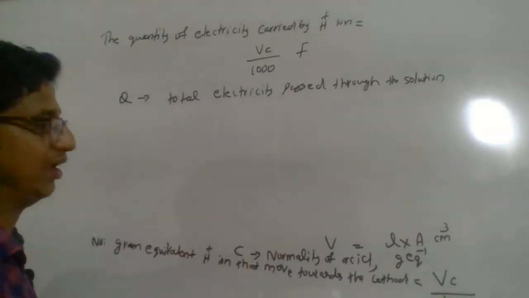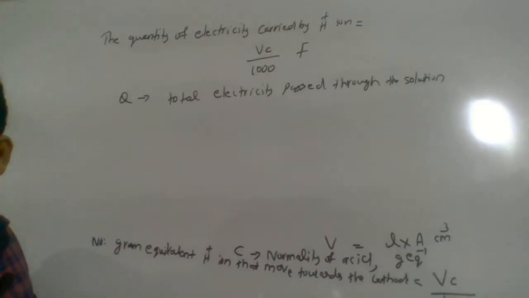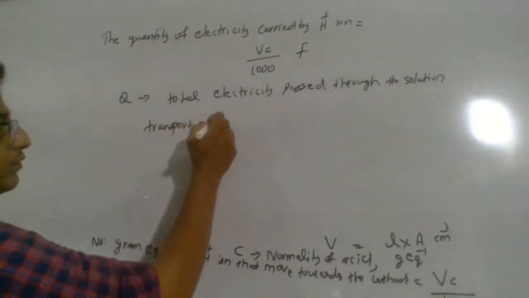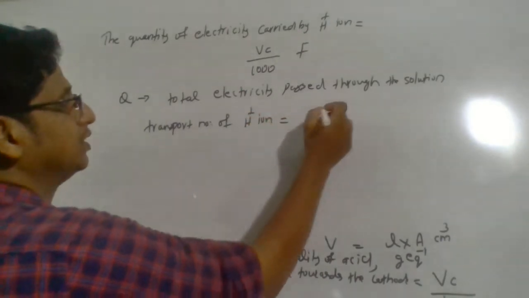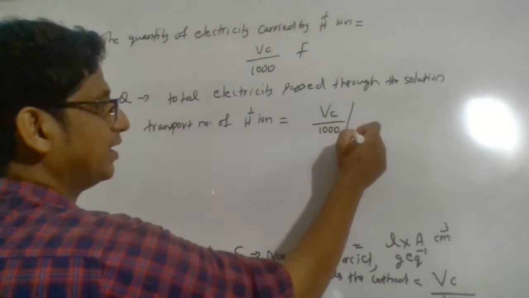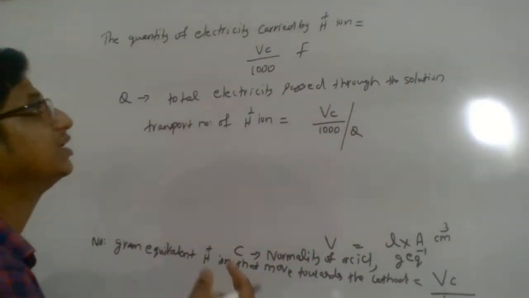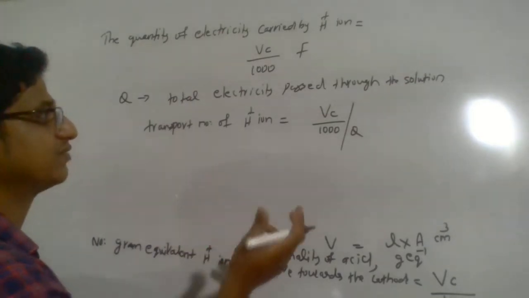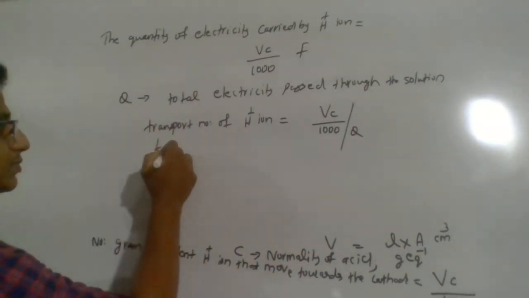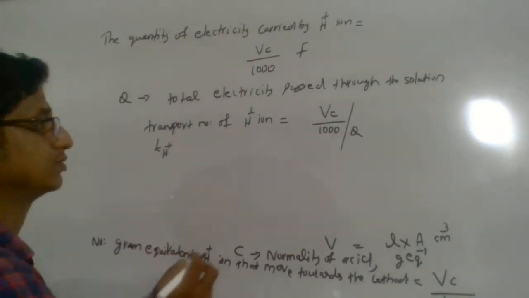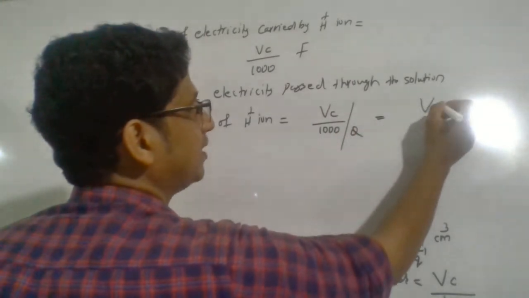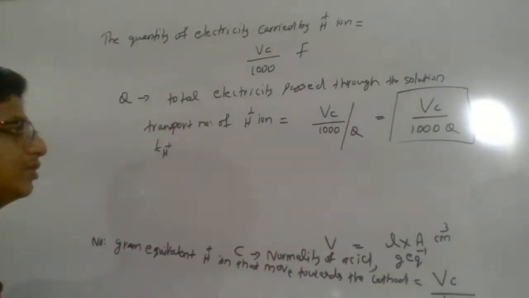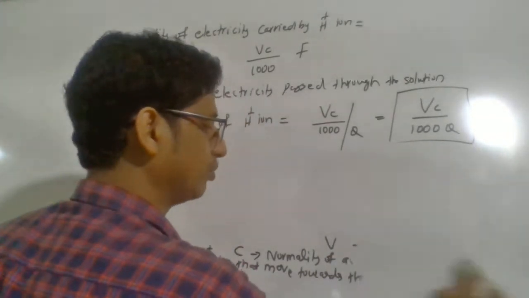Now having all these values, you can find the transport number of H plus ion, which will be Vc divided by 1000 divided by Q. Q is the total current. Vc divided by 1000 will give you the amount of current carried by the H plus ion. If you divide these two, you get the fractional current carried by H plus ion. That's nothing but the transport number of H plus ion. So Vc divided by 1000 divided by Q is Vc divided by 1000Q. This is our final equation to determine the transport number of H plus ion using the moving boundary method.